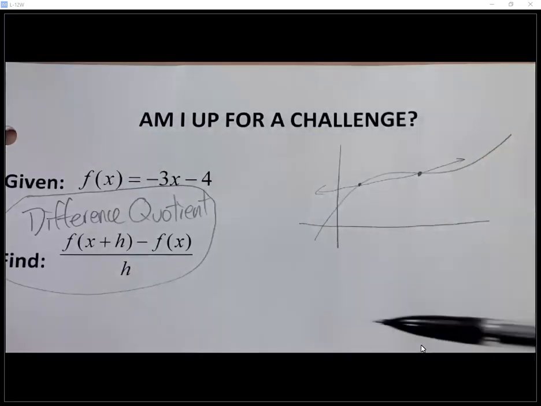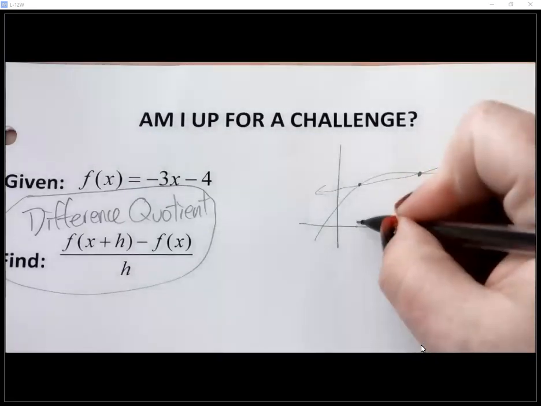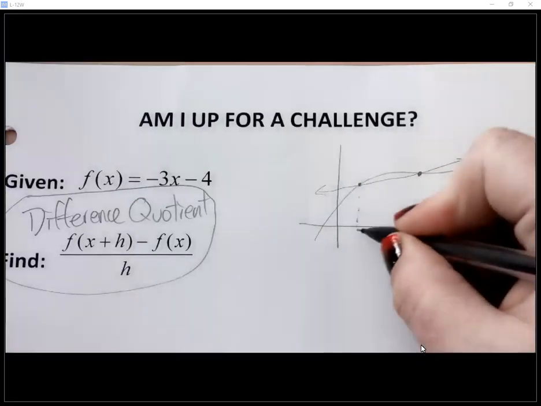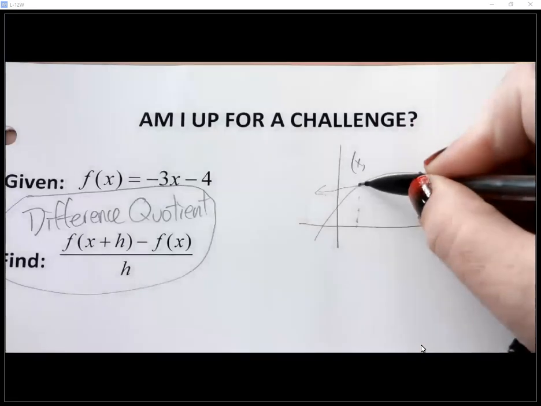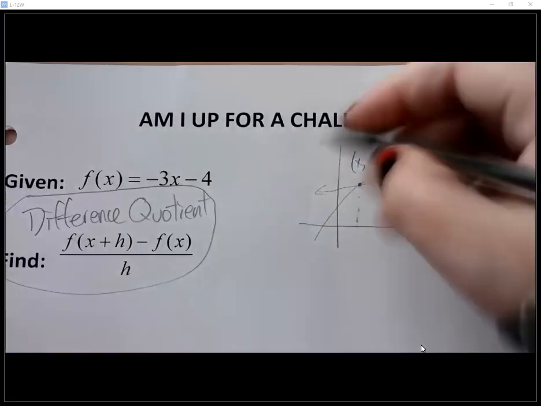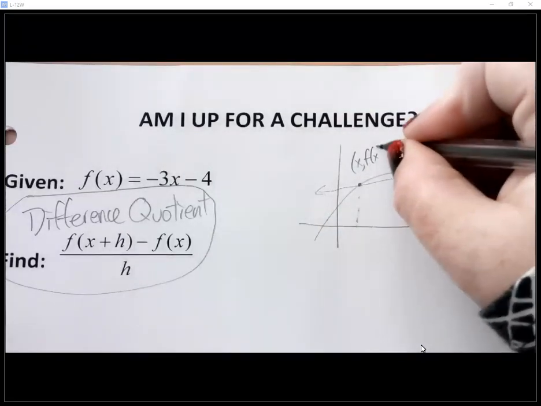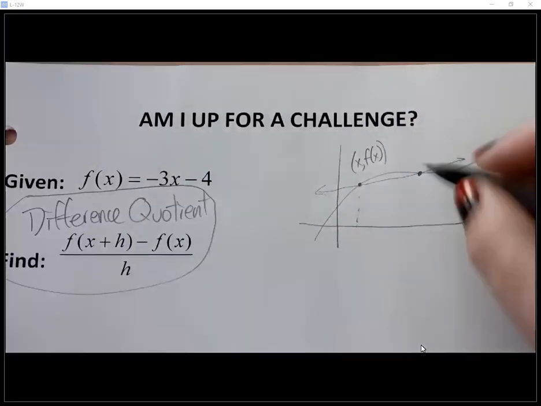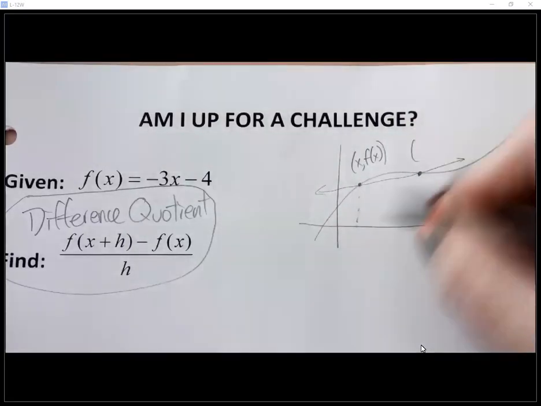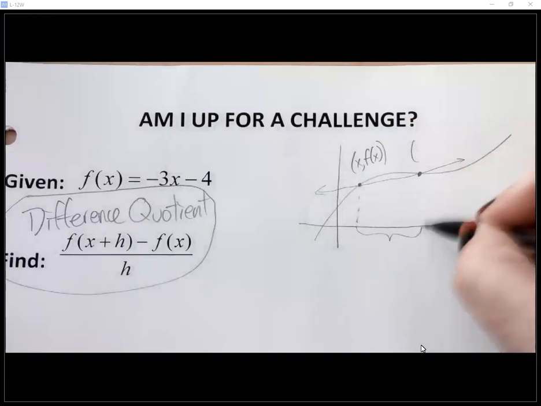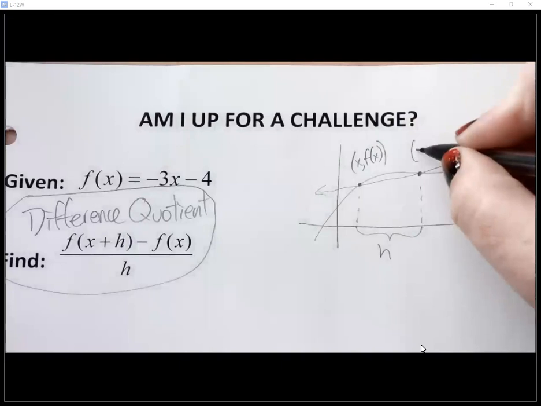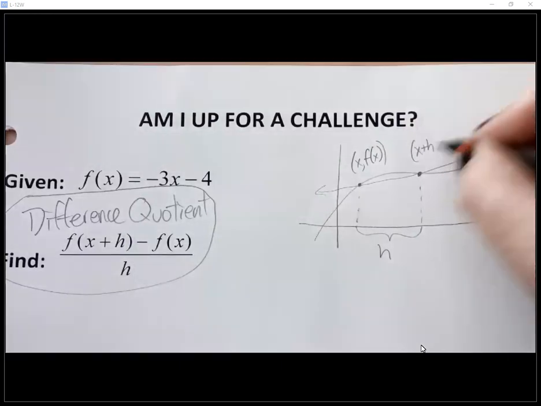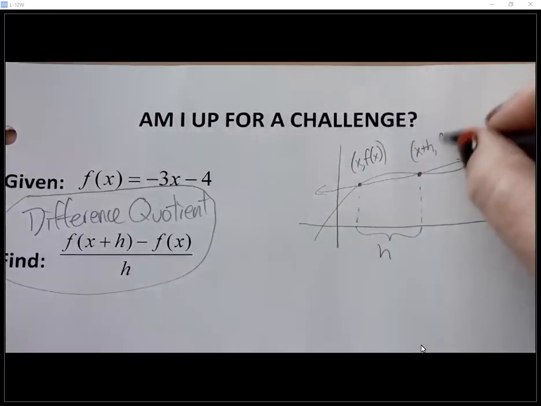Okay, so the coordinate for this first point would be at some value of x, and then when you plug it into the function to get the y, wouldn't that be an f of x? Right? If you plug in x, whatever comes out is the y value or f of x. So there's that point, and then this next point is going to be some distance h units away. So it'll be at some x value, that's x plus h, and then its y value would be f of x plus h.